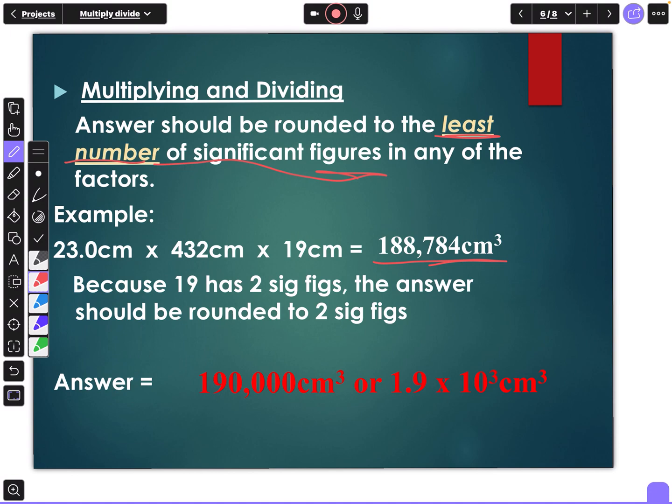23.0 has 3 significant figures. The 2 and the 3 are significant, and the 0 is significant because there's a decimal there, so that's 3 significant figures. 432 has 3 significant figures. 19 has 2 significant figures. So our answer, if it matches up with the least amount of significant figures, needs to be rounded to 2 significant figures.